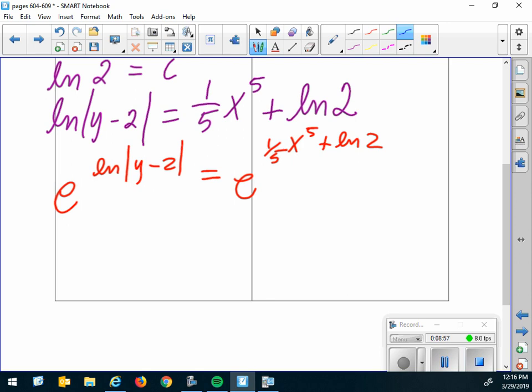Left side, those bases are the same. What's that left side? Absolute y minus 2.